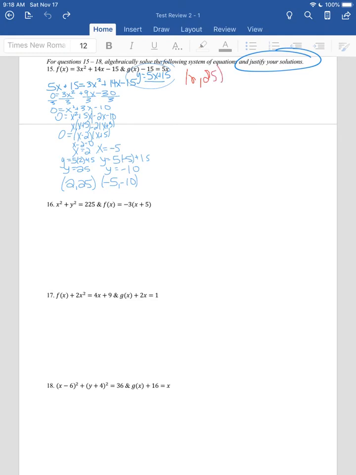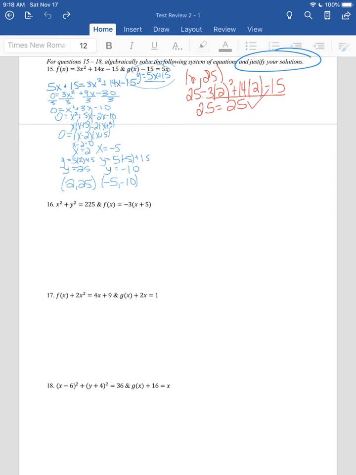My first equation is y equals 3x squared plus 14x minus 15. So y equals 3 times 2 squared plus 14 times 2 minus 15. Take a second now and plug that into your calculators. Okay, you end up getting 25 equals 25. When you type this in, you should have gotten 25. That's one check done. You have to do 4.